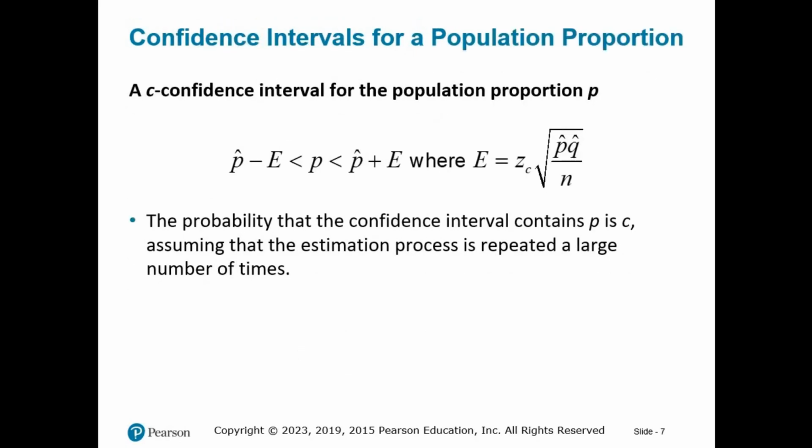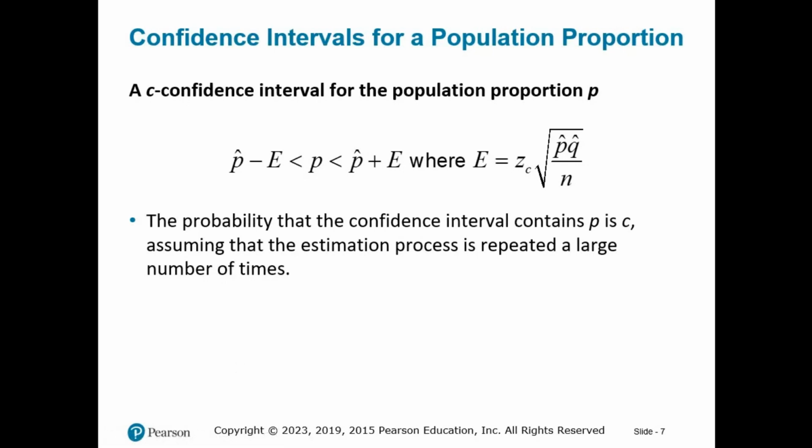We're going to create a c-confidence interval for the population proportion p by building a margin of error that we can subtract from our point estimate and add to our point estimate. And the formula that we're going to use for our margin of error is here. This looks very similar to other margin of error formulas we've had. Don't let the notation scare you.